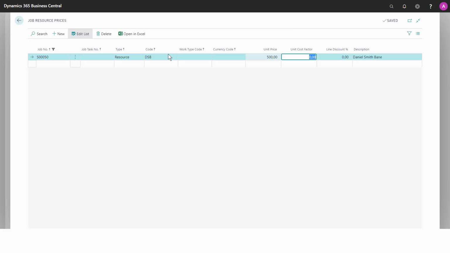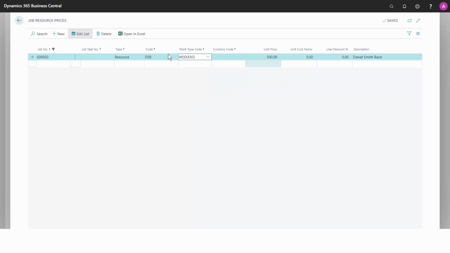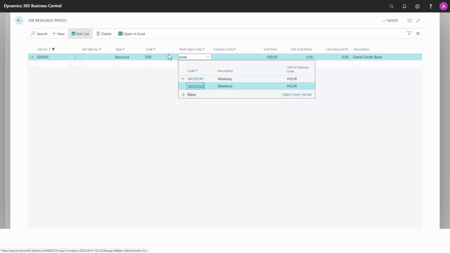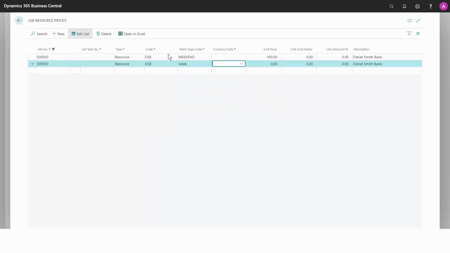I can even define different unit prices depending on the work type. So if Daniel, for example, should have a higher price in the weekend, then the unit price of 500 would only be valid if he has the work type code weekend. And again, if I leave it blank, it will be both weekend and weekdays. But let's make one for weekends. And we can make one for weekdays, which might be a bit cheaper.